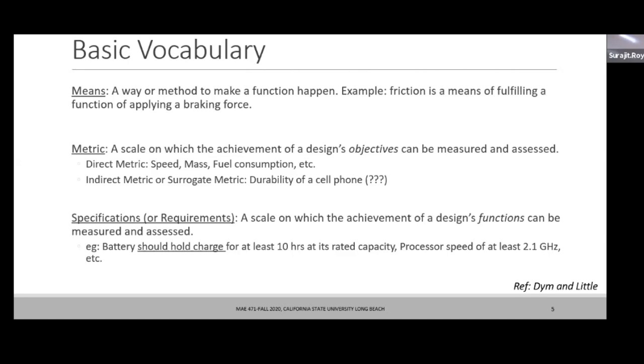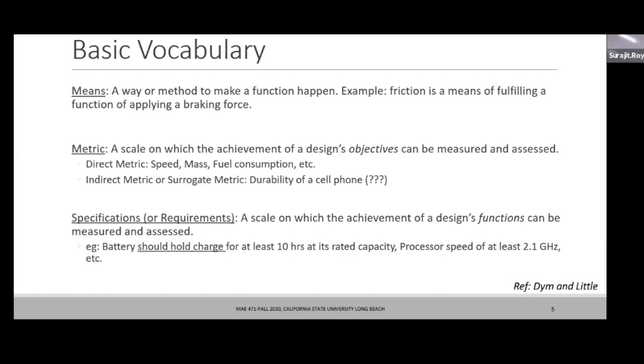Now, the two things that we have not covered so far are what is a metric and what are specifications. Metrics are basically the scale on which the design's objectives can be measured. For example, we saw that we need a high performance car, a car that should give me high performance. So when I say performance, performance is a desired objective. And how can I measure that it has high performance?